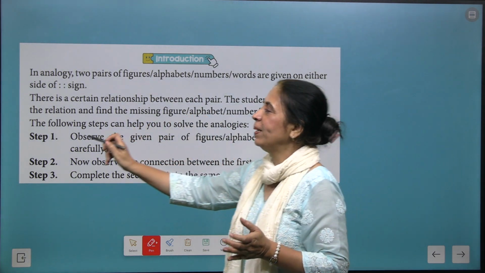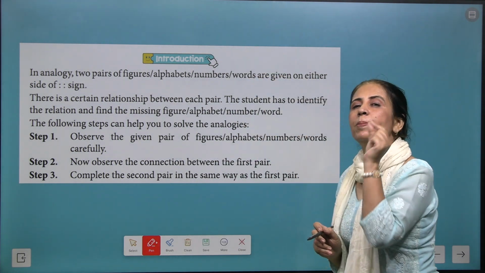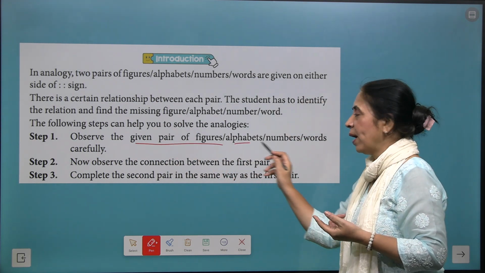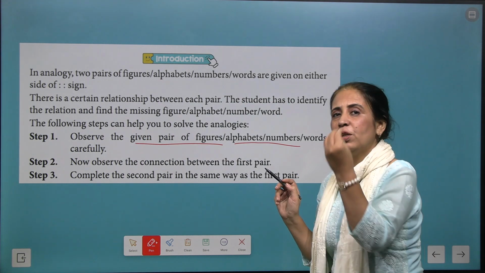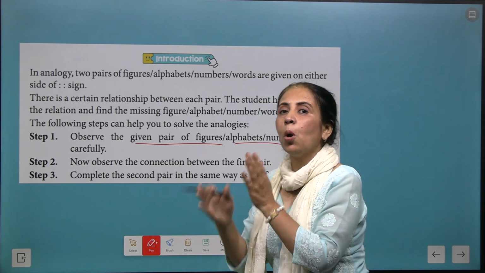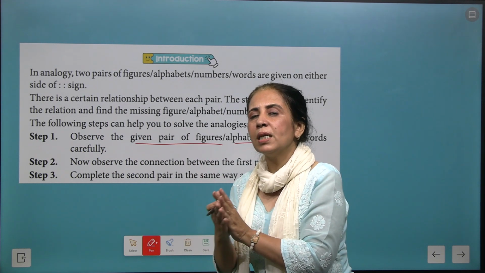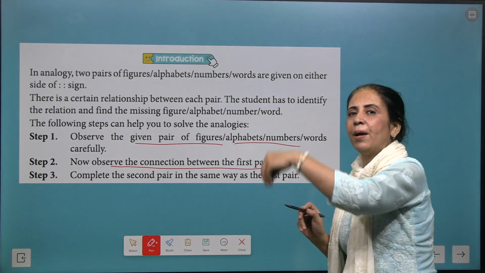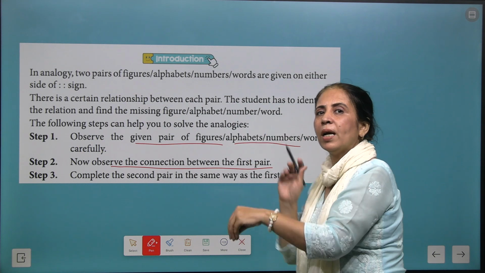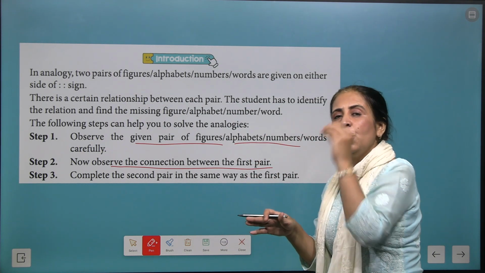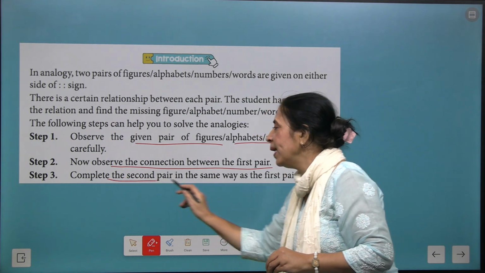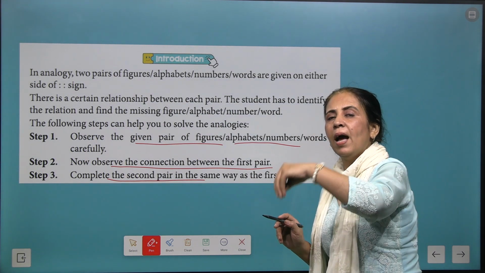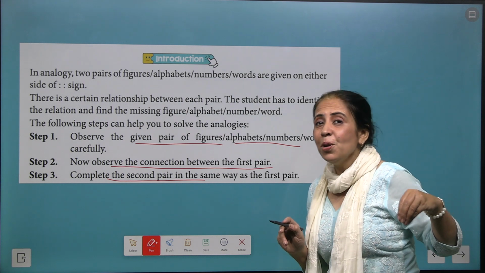Here we go. We'll be taking the first step, that is, we'll be observing very carefully the given pair of either figures or alphabets or numbers or even the objects. Whatever is given to you, you'll observe it very carefully and see what is the relation between the two, and then observe the connection between that pair. Right? Once you have understood what connection that pair actually has, you will be able to complete the second pair in the same way, whose one object is given and the other one is unknown, right?